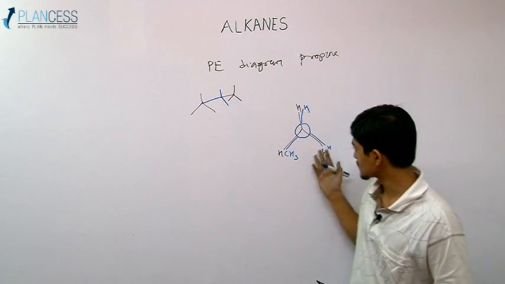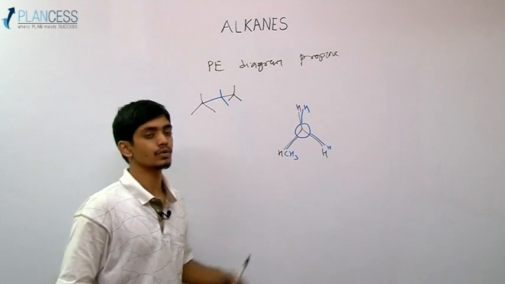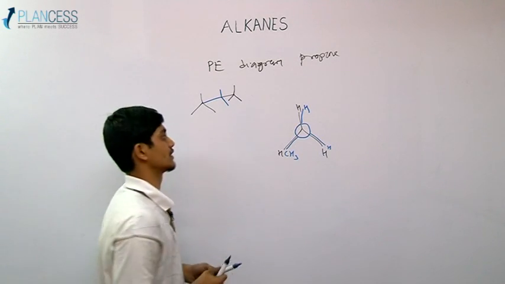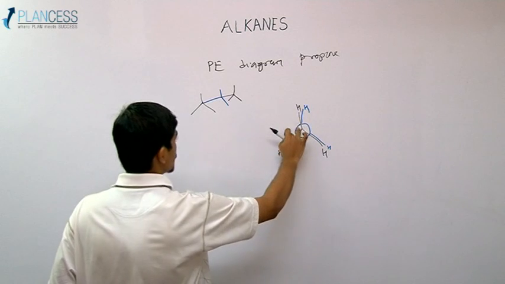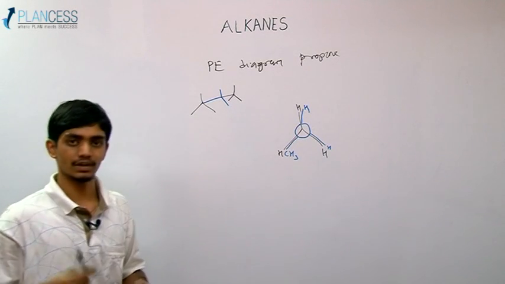Now for propane, this must be the least stable structure, or this must correspond to the maximum potential energy. Now we have to draw the correct PE diagram for this propane. So let us try to draw it.